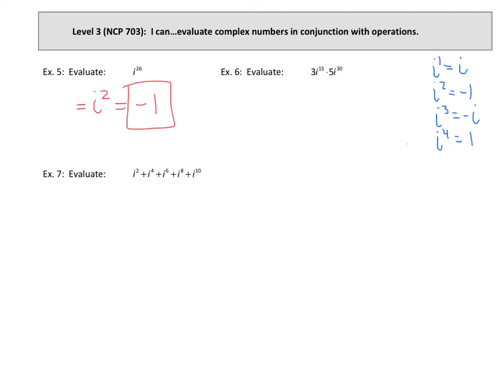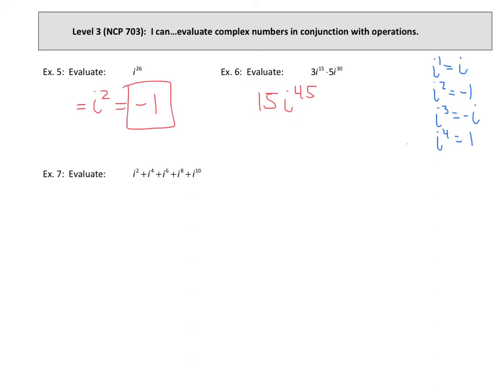Okay, following that same idea, first we're going to use exponent rules to simplify this one. So I would multiply my 3 and 5, and we get 15. And when I multiply i to the 15th times i to the 30th, following my exponent rules, I'm going to add those exponents, and I get i to the 45th.